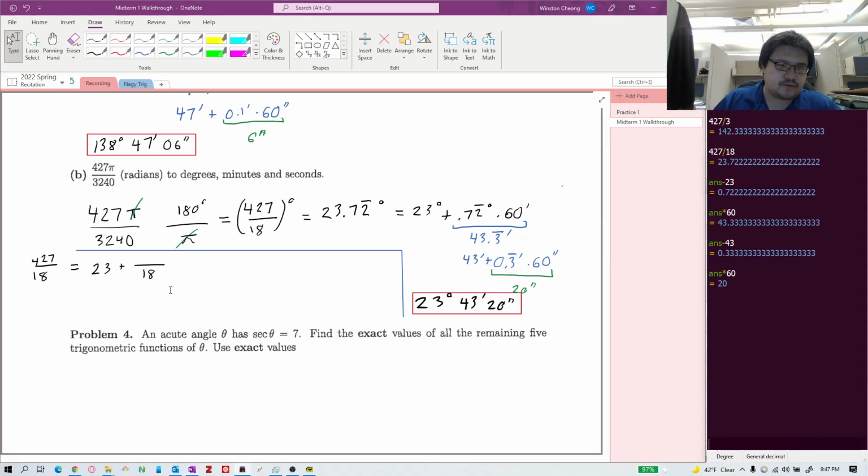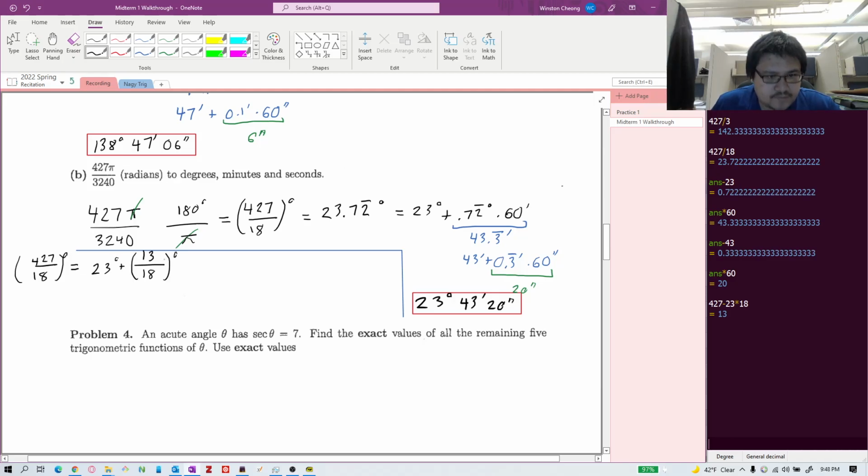We're trying to rewrite this improper fraction into this mixed fraction. 23 copies of 18 go into 427. We subtract off 23 copies of 18, and we have a remainder of 13. Is that right? Yes, that is right. So we end up with 13 over 18, and I should probably say these are all in degrees.